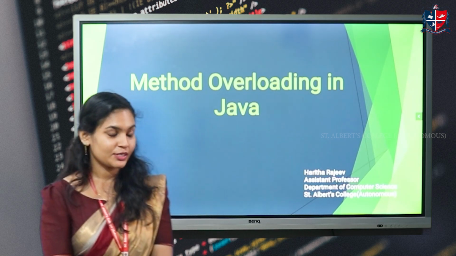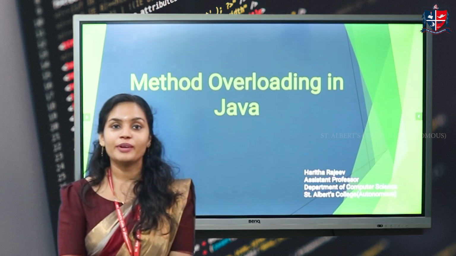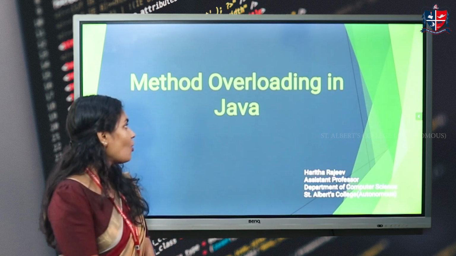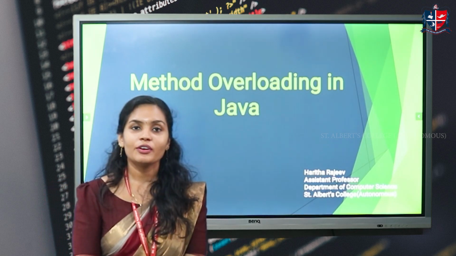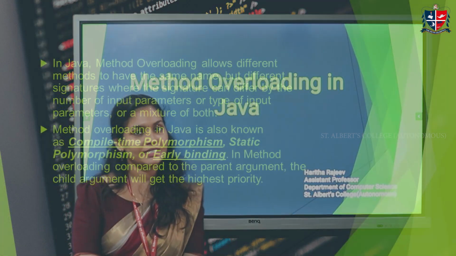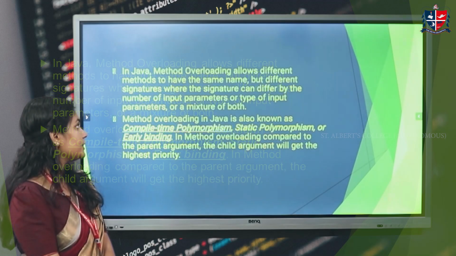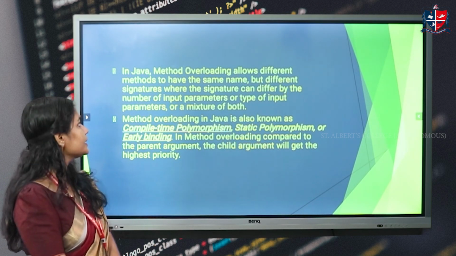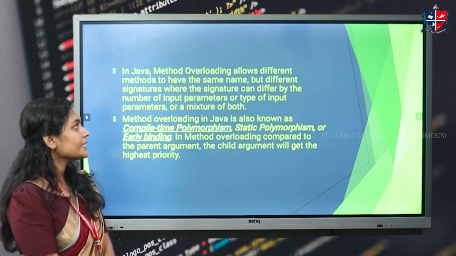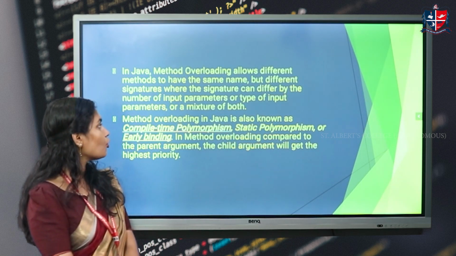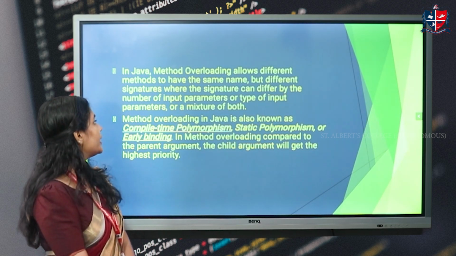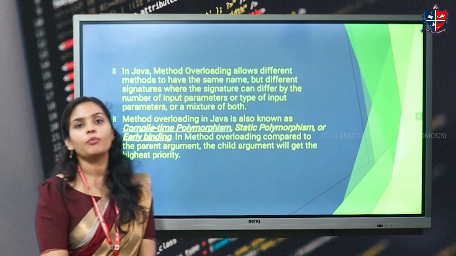Albert's College, Autonomous. So today we are going to explain the topic of method overloading in Java. Method overloading is another important topic in Java. In Java, method overloading allows different methods to have the same name but different signatures, where the signature can differ by the number of input parameters or the type of input parameters or a mixture of both.